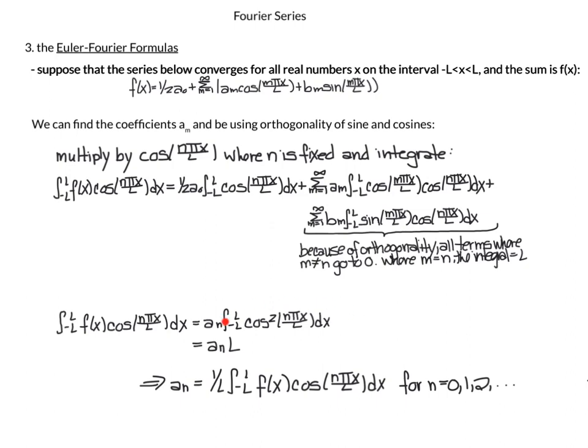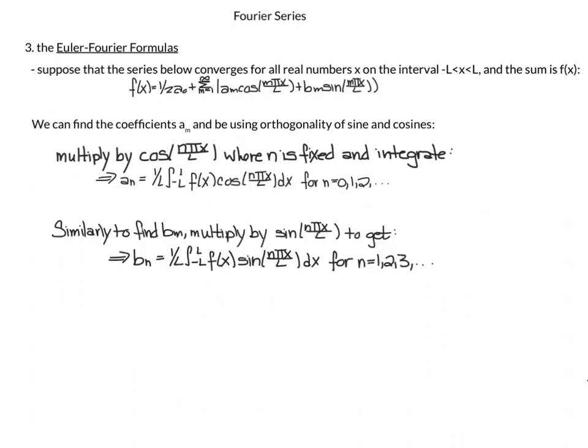And so this here, remember, when m equals n, this integral is equal to L. So now the left-hand side is equal to a sub n times L, which means a sub n is 1 over L times the integral from minus L to L of f of x cosine n pi x over L dx. We do something similar to find b sub n.